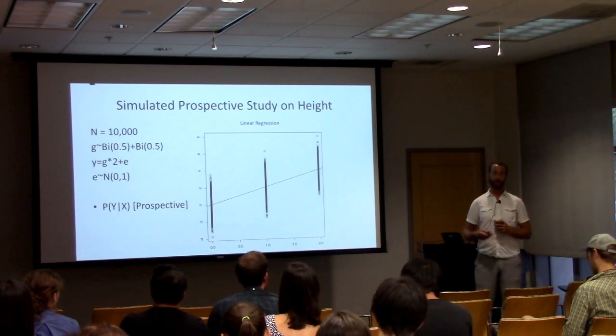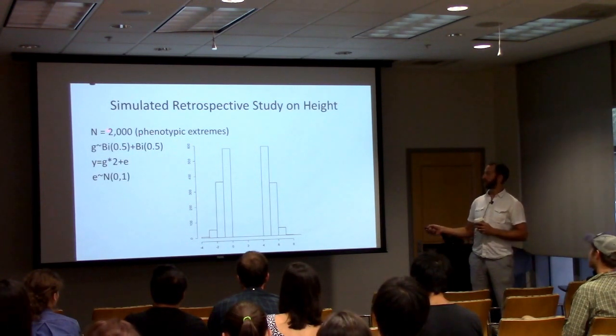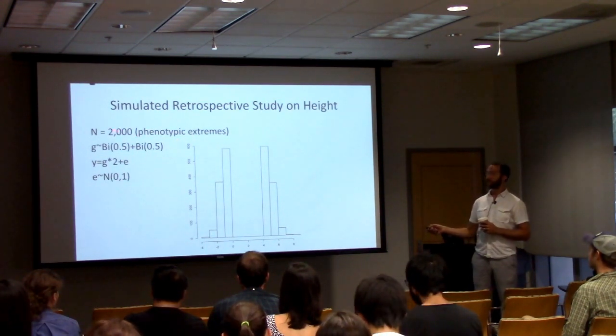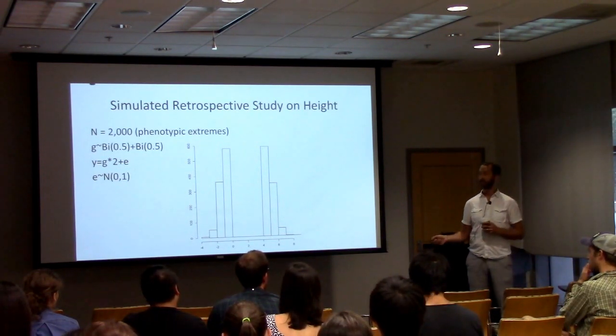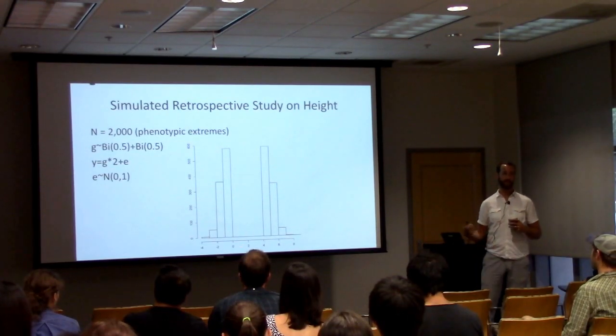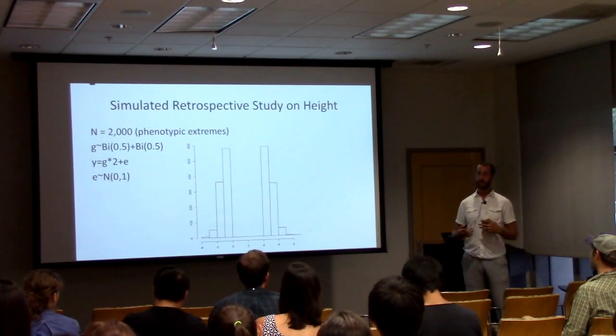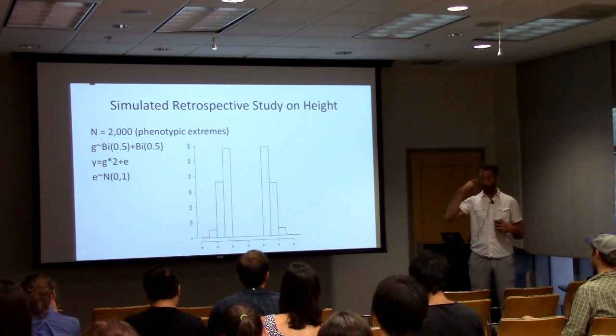So what I mean by ascertainment is if we do something a little different: we go out in the world and we collect 2,000 of those 10,000 people. We look at heights of 10,000 people, but then we take 1,000 from one tail and 1,000 from the other tail. So we've decided to genotype just in the phenotypic extremes because genotyping is expensive.